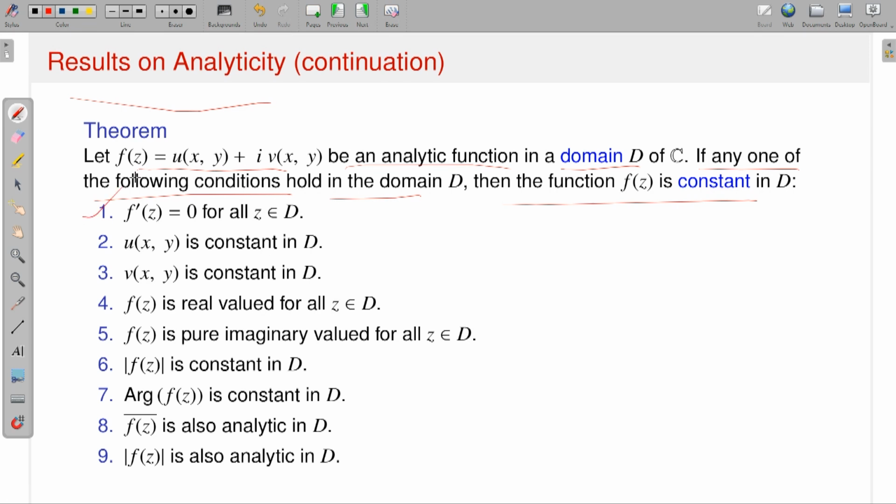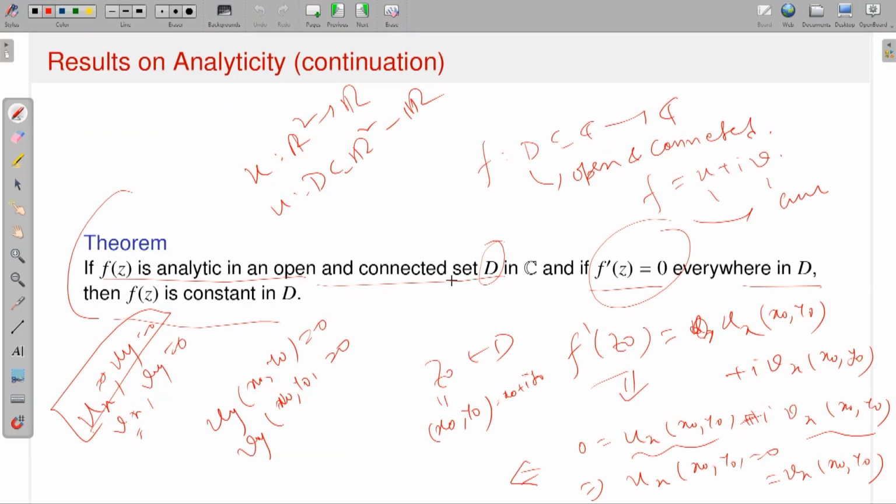For example, look at the first one. If my function is analytic in an open connected set, and if the derivative is 0, then my function is constant. Just now I have explained in my last slides. So if f is analytic in a domain and if the derivative is 0, then f is constant.